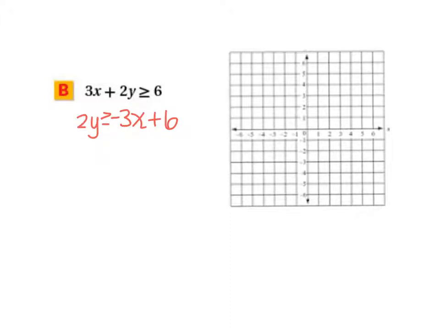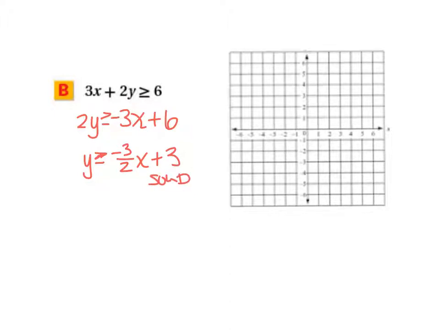So the first thing I did is I moved 3x to the other side by subtracting 3x from both sides. Next, I'm going to divide everything by 2. So now I can go ahead and graph my line. I know it's going to be a solid line because it has the equal to bar right there. So this one's going to have a solid line.